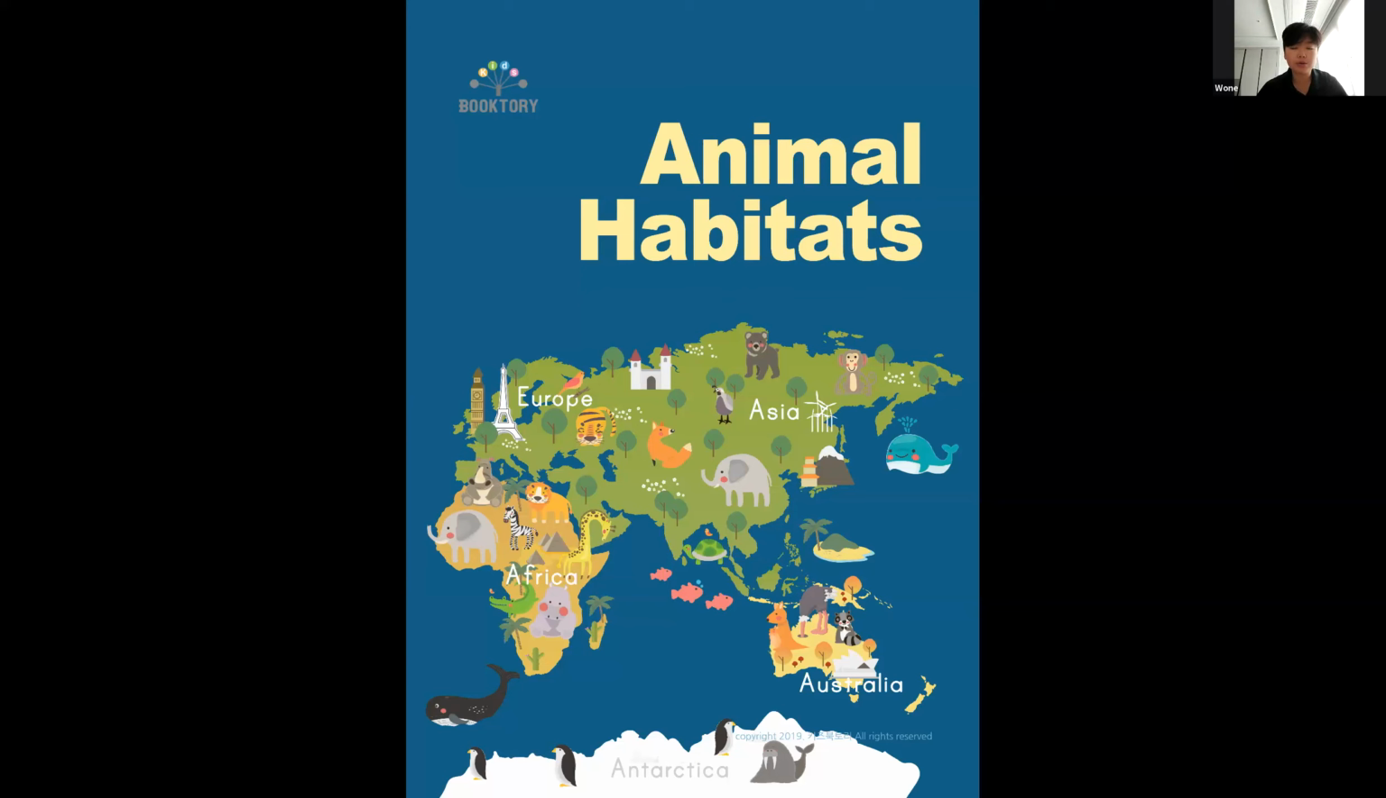What animals do you see? Right? A whale, an elephant, yes, penguins, bears. So let's go ahead and read about animal habitats.